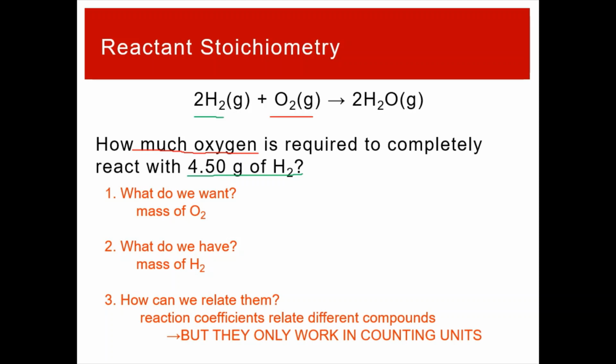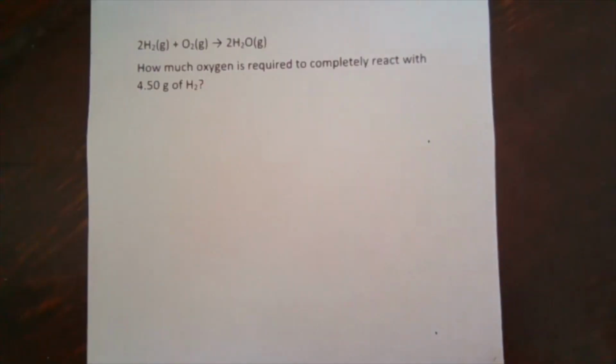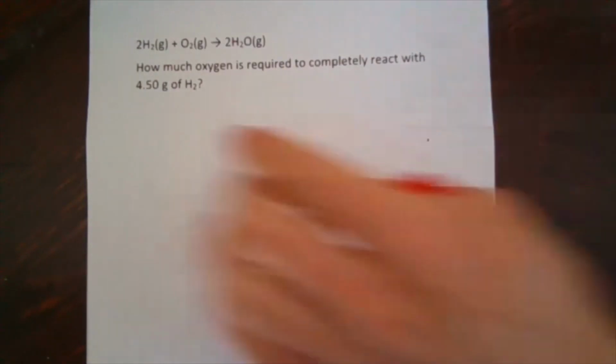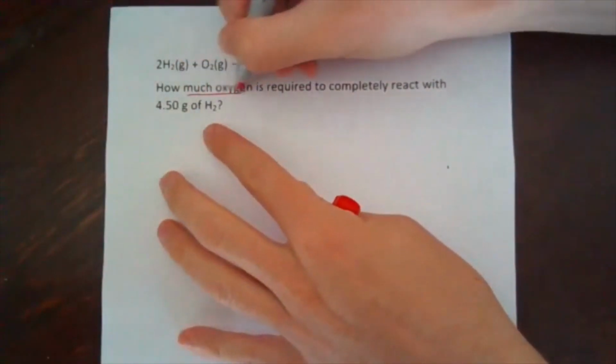So the process for relating reactants in stoichiometry is going to be the exact same as the process that we saw previously for relating masses of reactants and products. Still that same 3-step process. Let's see it in action. How much oxygen is required to completely react with 4.5 grams of H2?